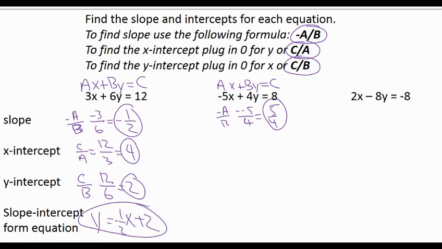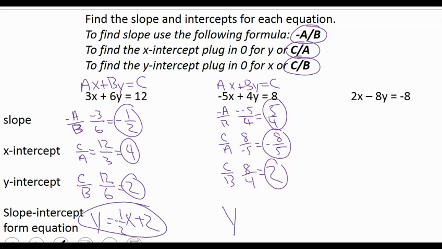My x-intercept is c over a, so that would be 8 over negative 5. That doesn't simplify, so that's just negative 8/5. My y-intercept, c over b, which would be just 8 over 4, which is 2. And now I can write my equation. Y equals my slope is 5/4, and my y-intercept is 2. And I've successfully written the equation in slope-intercept form. Again, you don't need the x-intercept to write an equation in slope-intercept form. We were just practicing finding that as well.